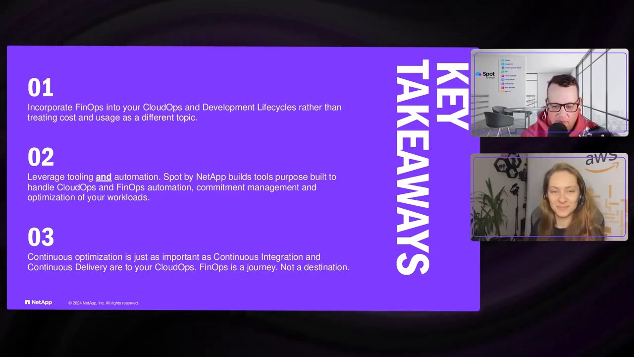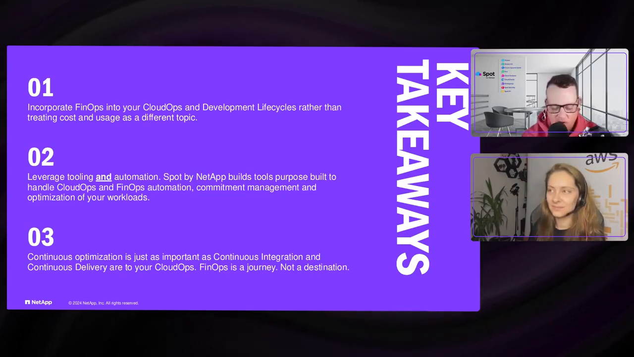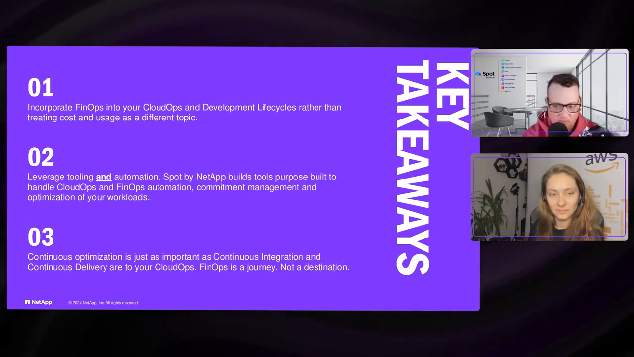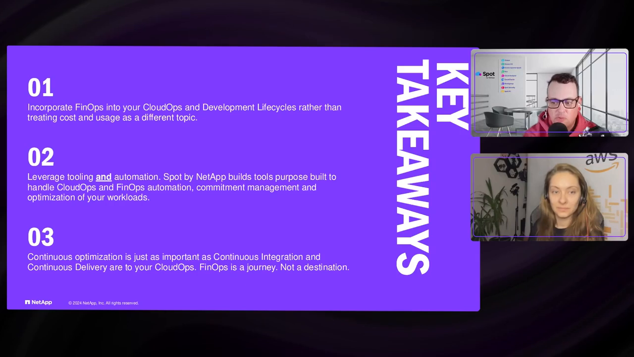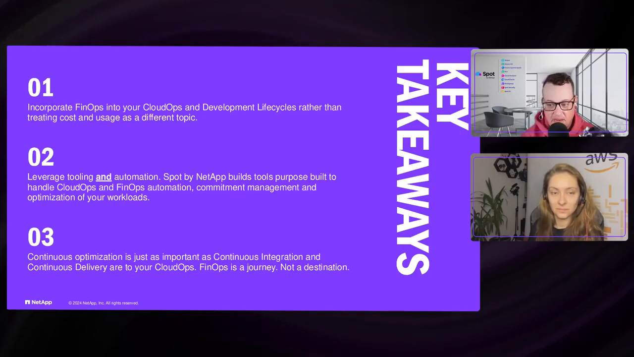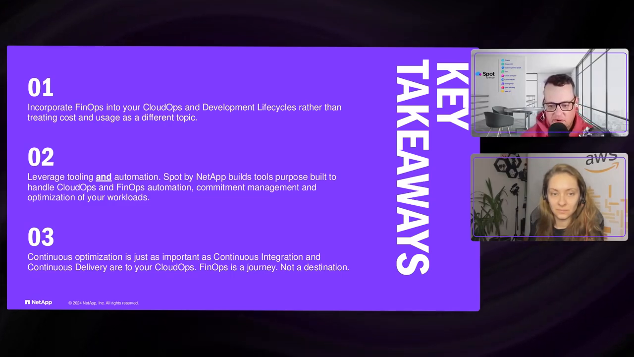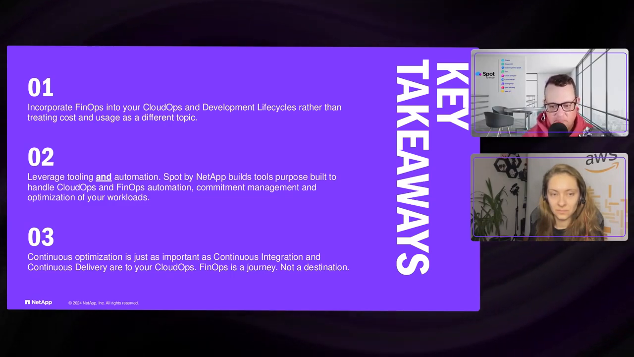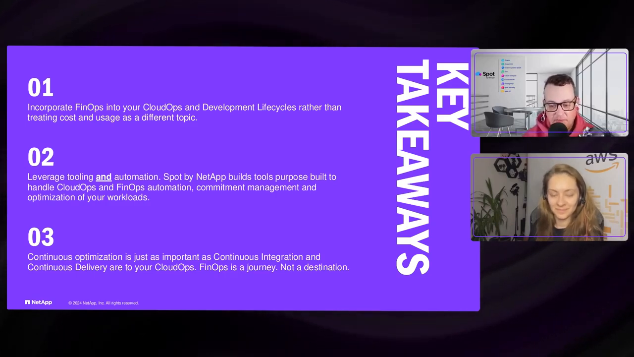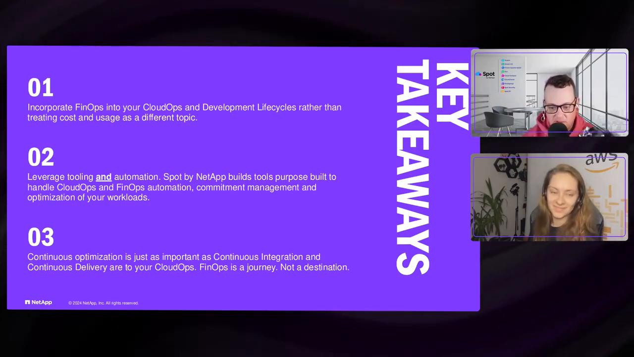Yep. The other key takeaway I cannot drive home enough: leverage the tooling from AWS and the automation from whatever platform. NetApp builds tools purpose-built for cloud ops and operationalizing your FinOps automation, commitment management, and acquisition, and ensuring the optimization of your workloads. One thing I didn't highlight enough is that with commitment management, when you buy a savings plan or a reserved instance, you need to make sure it's getting used correctly, and used first. That's what Spot by NetApp's FinOps tools do: ensure commitment burn down is done correctly so you're not surprised at the end of the year.